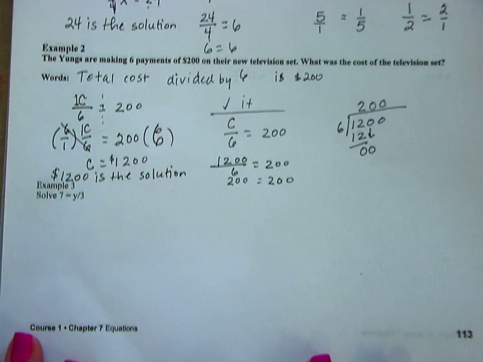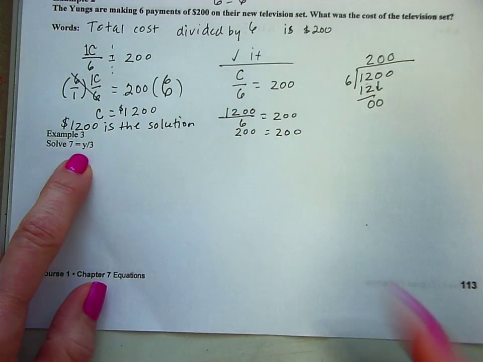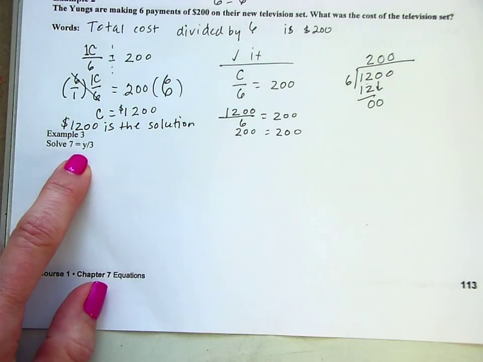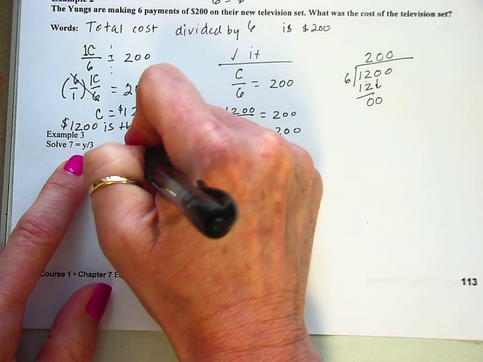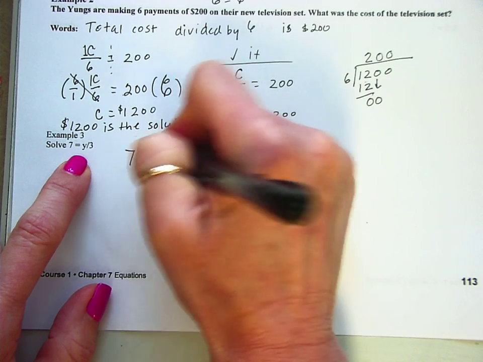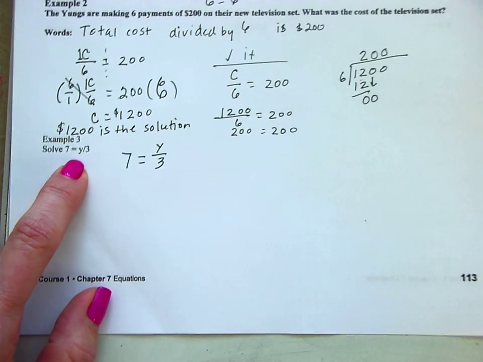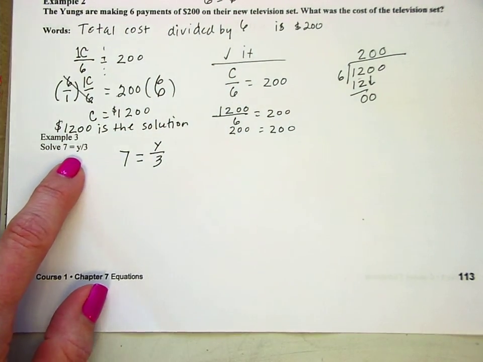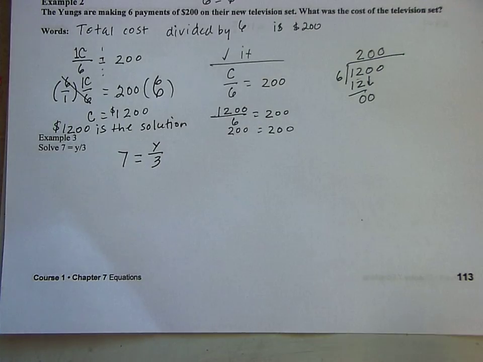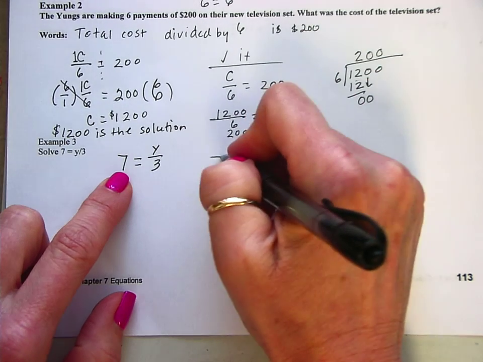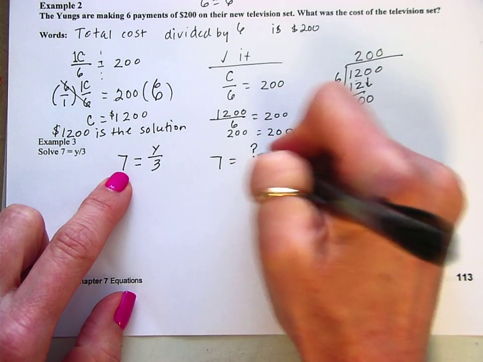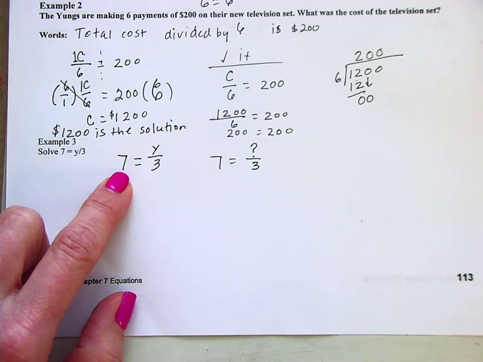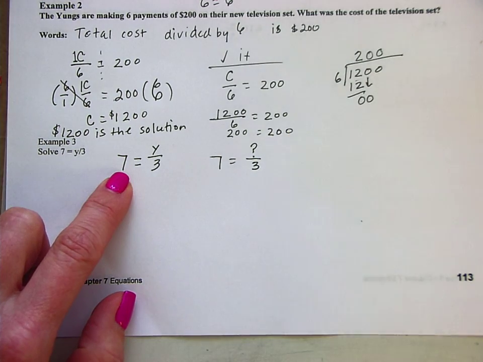All right, look at example number 3. I wrote it like this on purpose because I don't want you to be confused by that forward slash. This is really 7 equals y divided by 3. I know, what do you guys think y equals? Because really what they're saying here is 7 equals what divided by 3? Okay, well let's look at this.